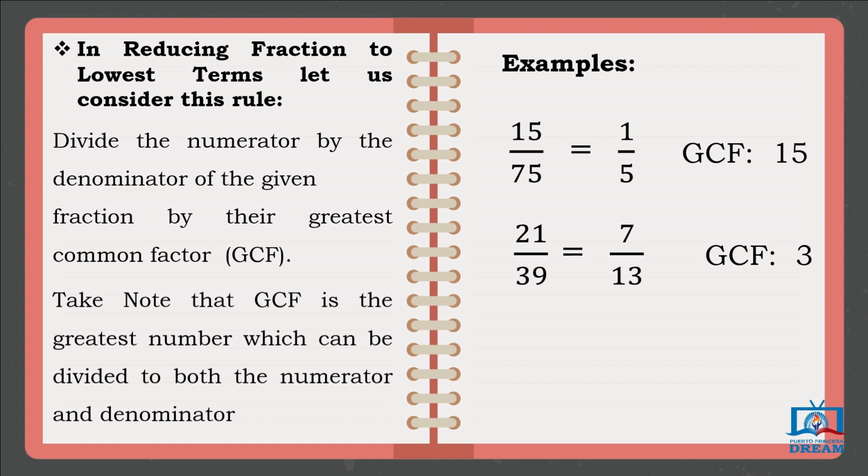21 over 39 is equal to 7 over 13. The GCF is 3. So we divided 21 by 3 is equal to 7. 39 divided by 3 is equal to 13. 220 over 365 is equal to 44 over 73. The GCF is 5. We just divided 220 by 5 is equal to 44. 365 divided by 5 is equal to 73.